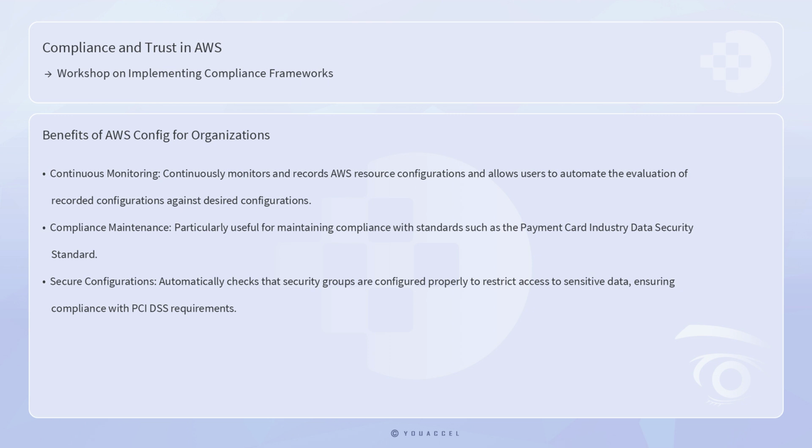For instance, AWS Config can automatically check that security groups are configured properly to restrict access to sensitive data, ensuring that the organization remains compliant with PCI DSS requirements.